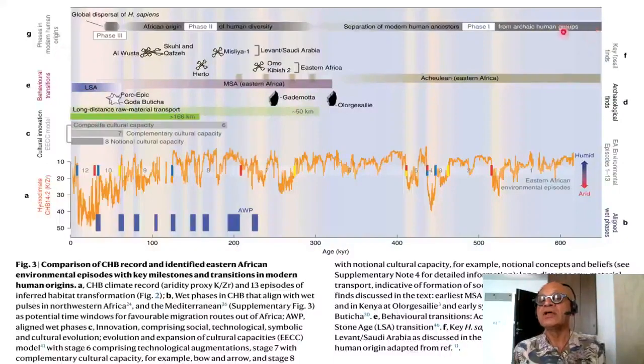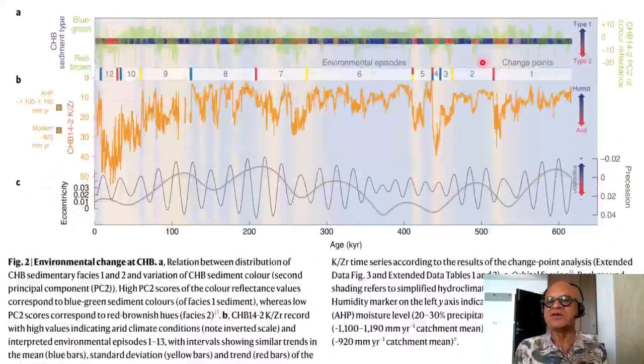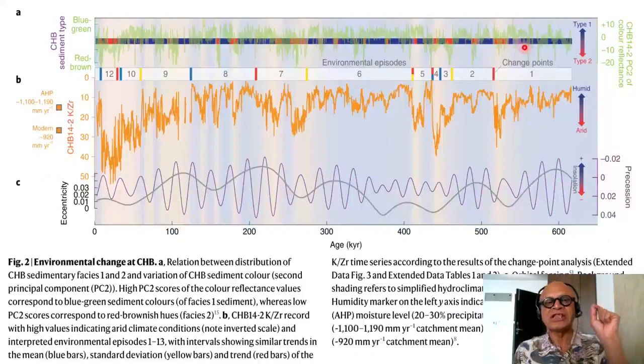Okay, but let's jump to this nice detailed figure which looks at phases in human origins. So you are looking at from archaic human groups, and phase 1 transition going to separation of modern human ancestors. So just pay attention to the changes in the sediments, which are an indication of the switches from humid periods to dry periods, and there is also arid period.